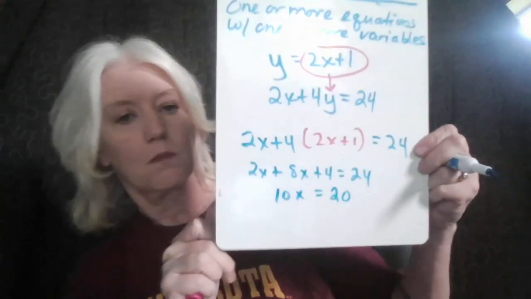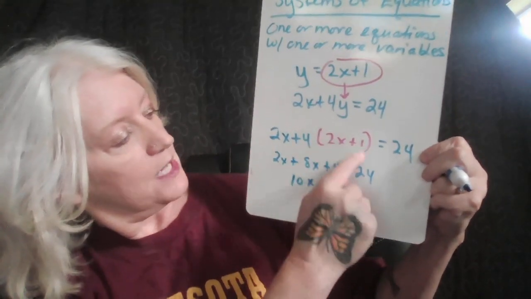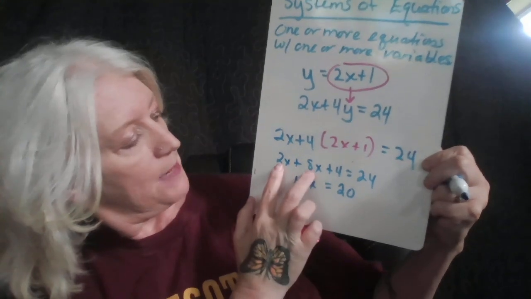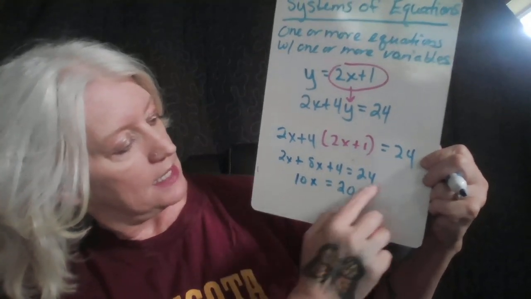Distribute and combine like terms. I get 2x plus 8x plus 4 equals 24. I combine like terms. I get 10x plus 4 equals 24. I distributed 4 times 2x plus 1 to get 8x plus 4. Then I combined like terms, 2x plus 8x got 10x. I subtracted 4 and got 20. And then I get x equals 20 divided by 10 is 2. So I know my x value is 2.